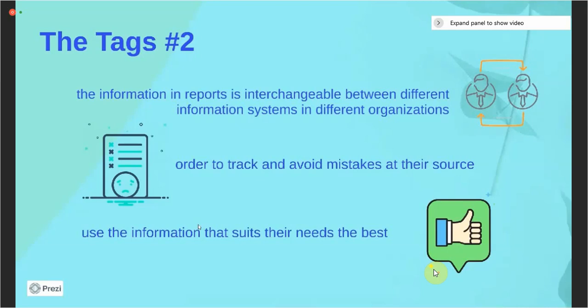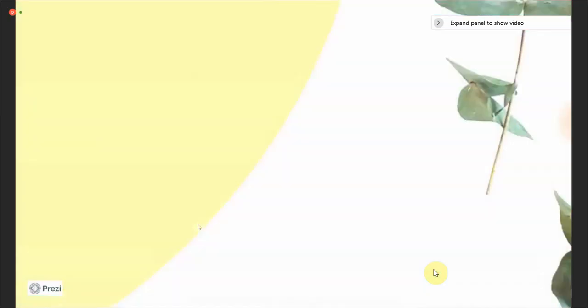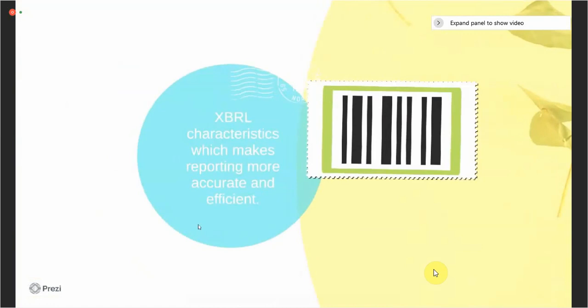By using XBRL, the information in reports is interchangeable between different information systems in different organizations. Besides, people use the tags to test them against a set of business and logical rules in order to keep track and avoid mistakes at their source. People also use the information that suits their needs best, for example, by using different languages or different currencies or using their own preferred style. Thus, the barcode for reporting is a term often used because XBRL's characteristics make reporting more accurate and efficient.